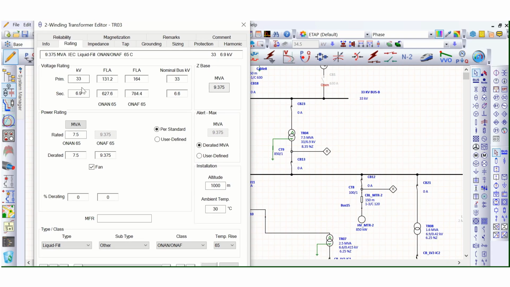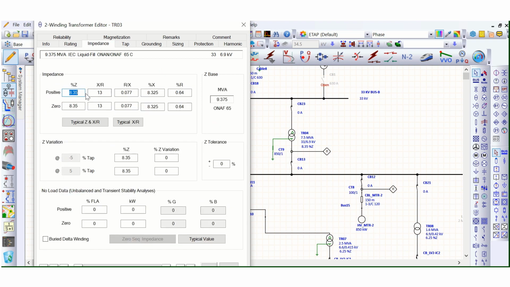So here you need to put that value only, 10.44%. Now you can see all the values are changed. So in this way you can convert this positive sequence impedance, the transformer impedance, based on the transformer ratings.